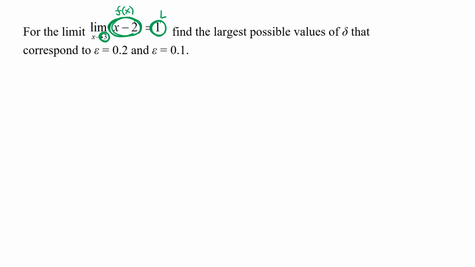So we're trying to show that if the distance between x and 3 is less than some delta, then we'll land inside our error bound, so the distance between f of x, which in this case is x minus 2, and 1 will be less than whichever epsilon we're looking at the moment. So let's start with epsilon is equal to 0.2.